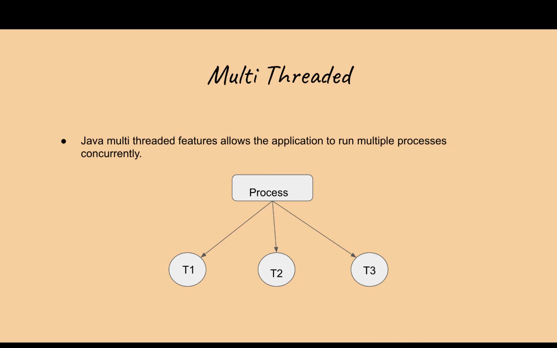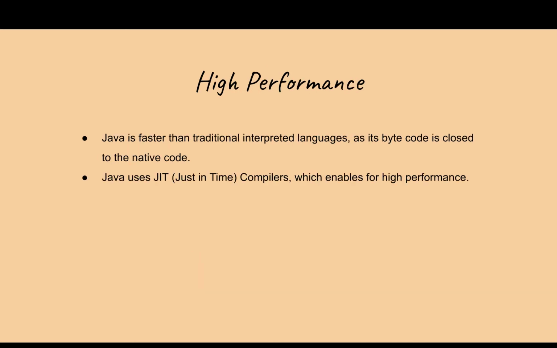As shown in the figure, the process can be divided into multiple threads and each thread will be run simultaneously. Java is very high performance. It is faster than most of the interpreted languages as the bytecode that it generates is very close to the native language. And Java also uses just-in-time compilation, which enables the high performance.